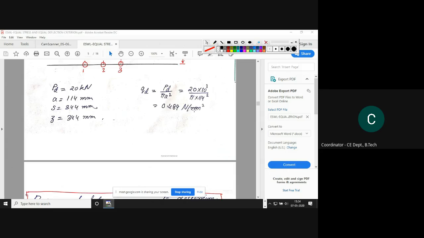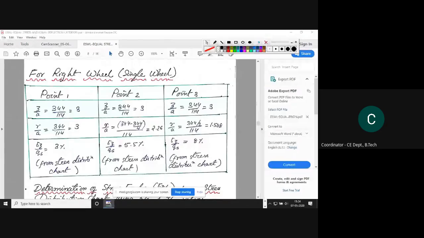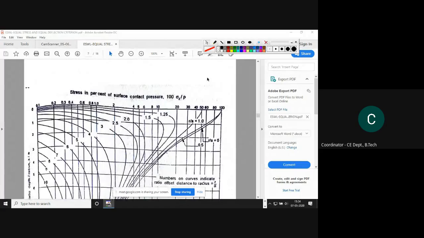Here I have already given them. See here, in the first case R by A is 3. For the second point it is 2.26 and for the third point it is 1.508. So using these two values from the chart, again this chart, we have to find this sigma z by q value. First tell me, did you understand how to determine this value using this chart? Yes, ma'am. Okay, clear?